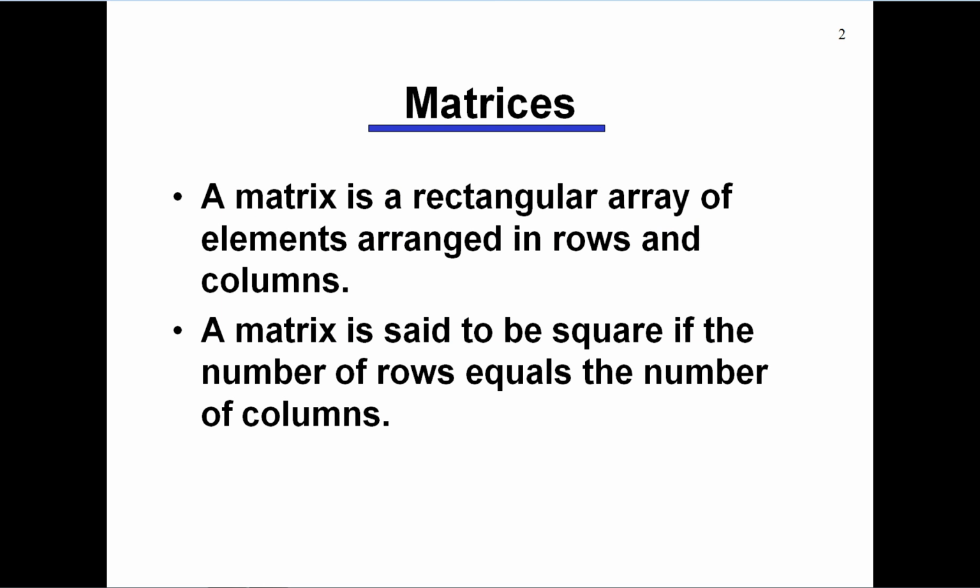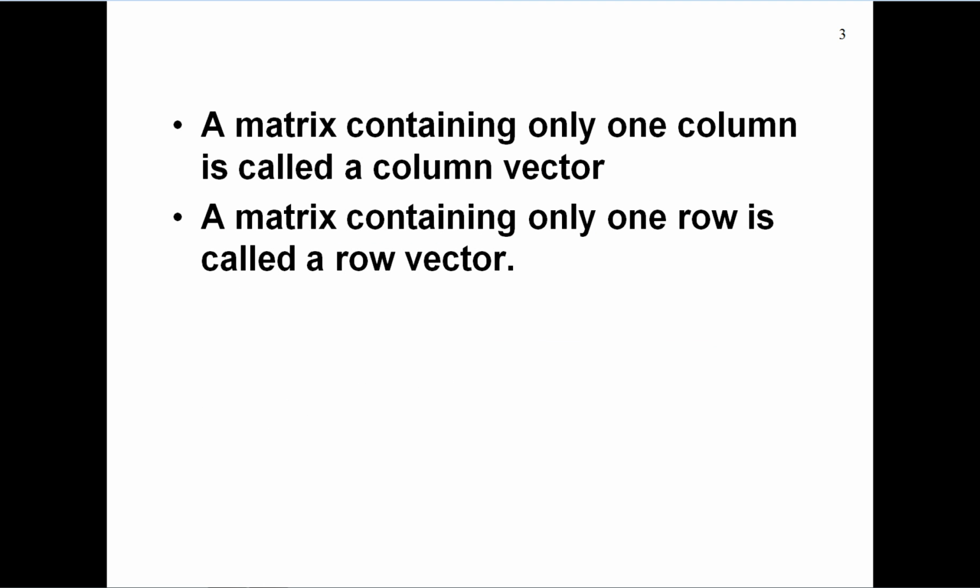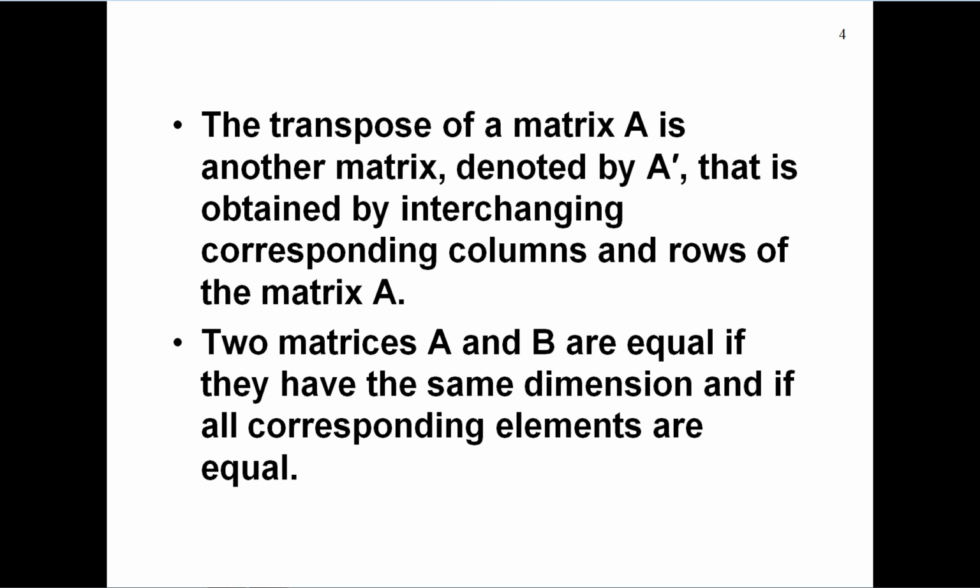So a matrix, what's a matrix? A matrix, as you know, is a rectangular array. We talk about the size of a matrix being the number of rows by the number of columns. We say a matrix is square if its number of rows equals its number of columns. A matrix containing only one column we call a column vector. A matrix containing only one row we call a row vector. We talk about the transpose of a matrix. Essentially, that's an interchanging of the rows and the columns.